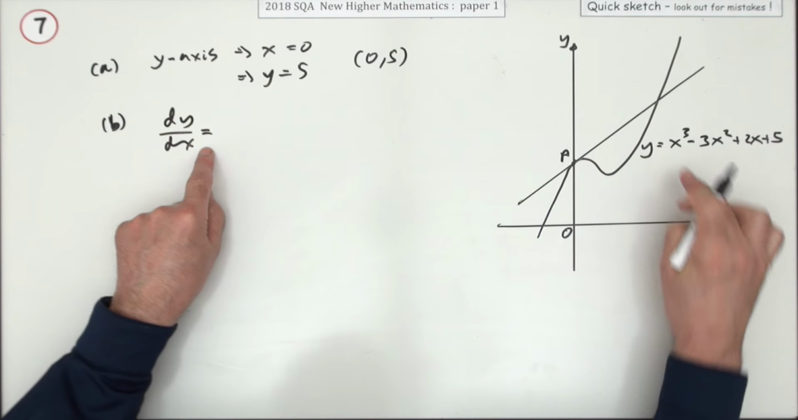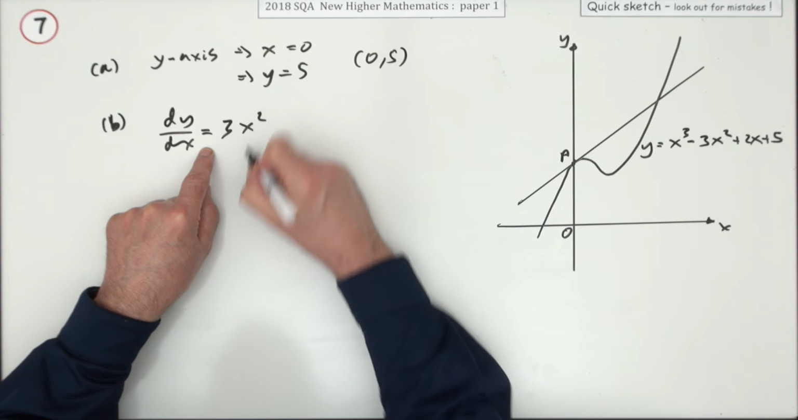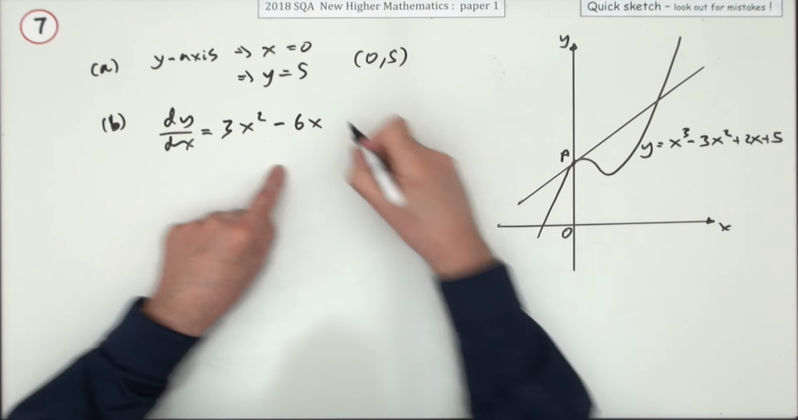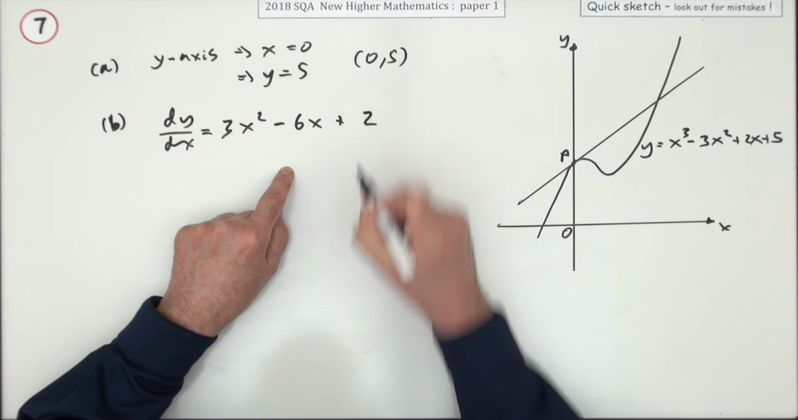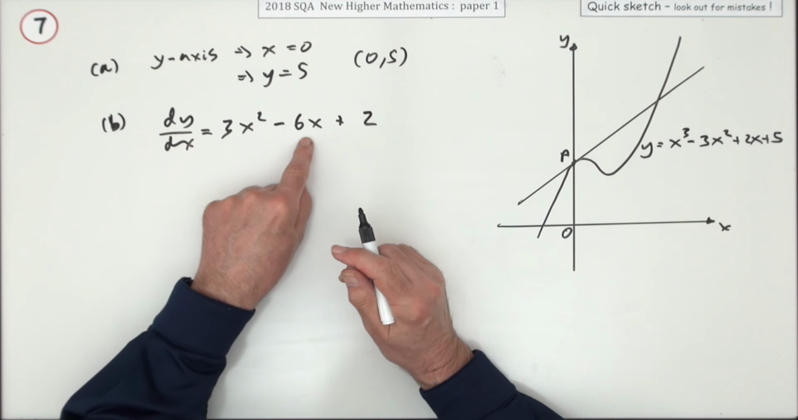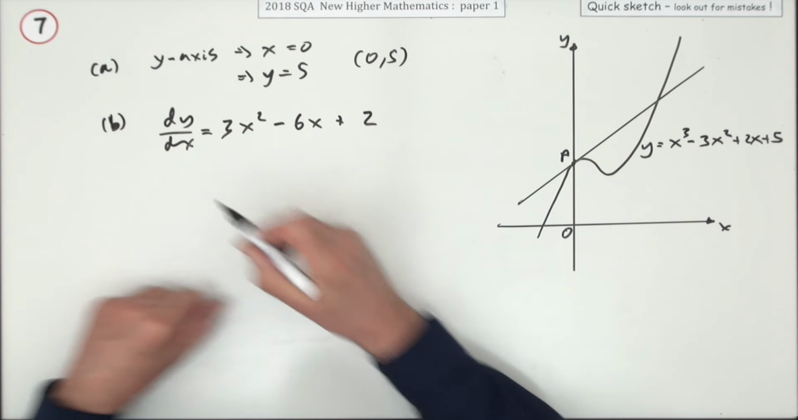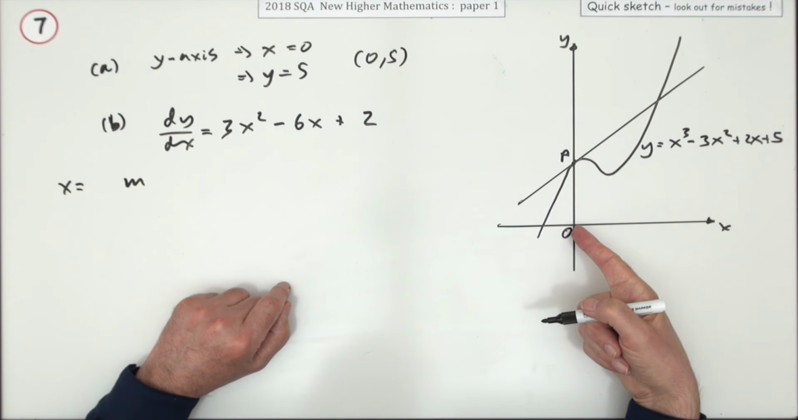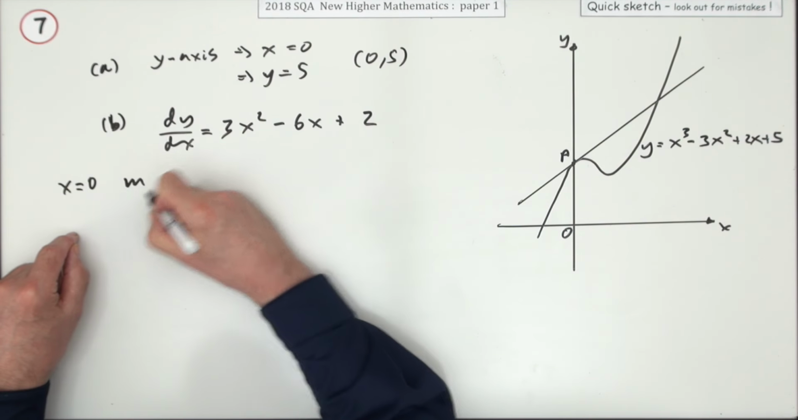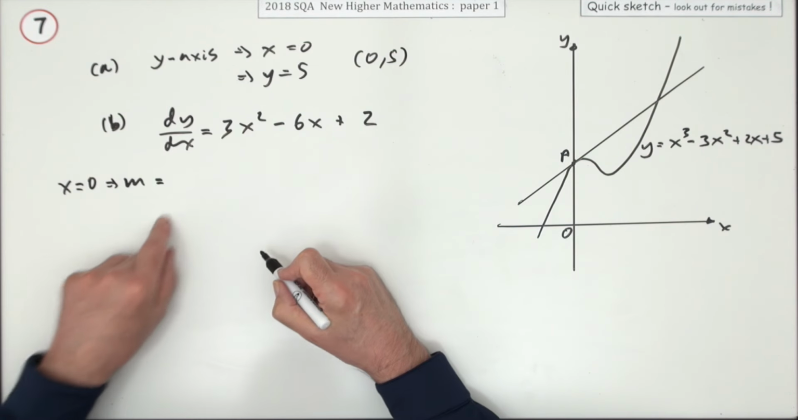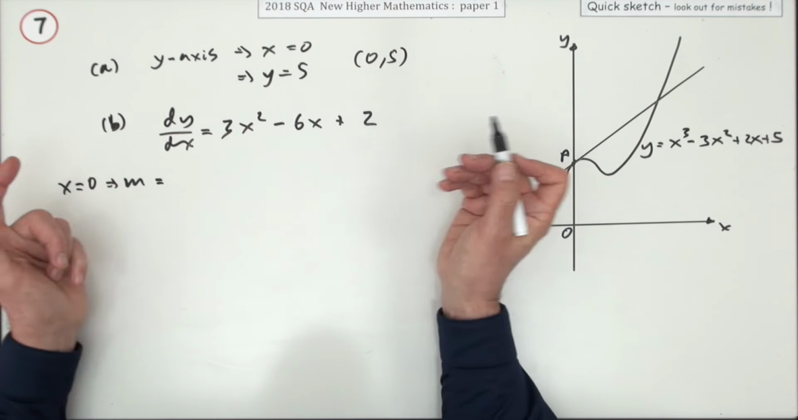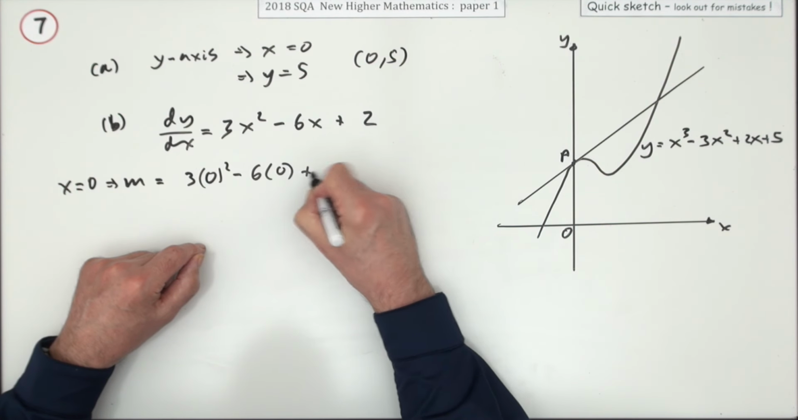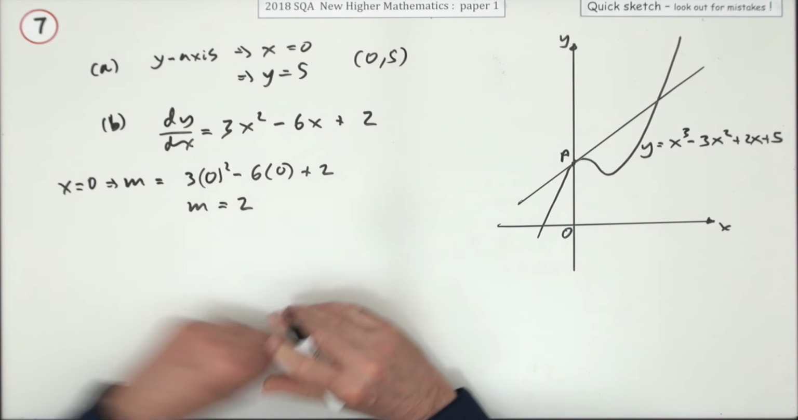So dy by dx will be multiply by the power, take 1 off the power. 2 times 3 is 6, multiply by the power, take 1 off the power. And if it's a linear term, then it's just the coefficient 2. So it should be 3x squared minus 6x plus 2. That's what the gradient is, which means at this point, when x is 0, you put 0 into it. 3 times 0 squared minus 6 times 0 plus 2, so the gradient is 2.